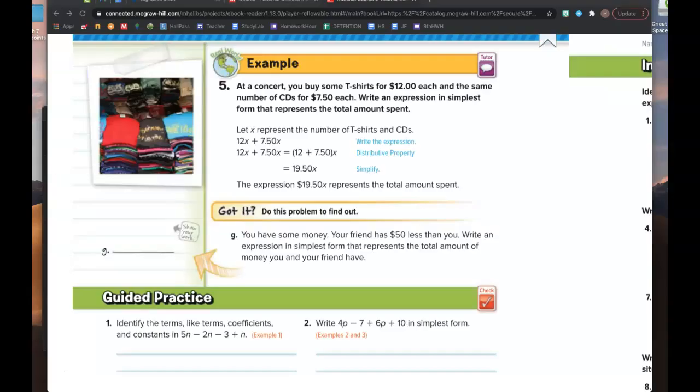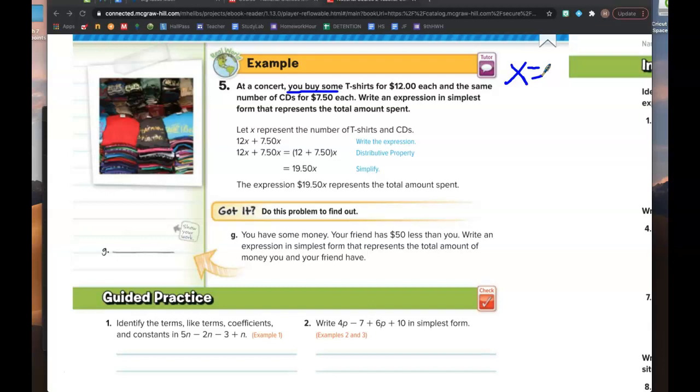All right, so at a concert, you buy some t-shirts. How many t-shirts did we buy? Some. So what do you think that's going to represent? X, our variable, right? So let's write that off to the side because you always have to define your variable. So Alex, you need to stay with me. So put that to the side.